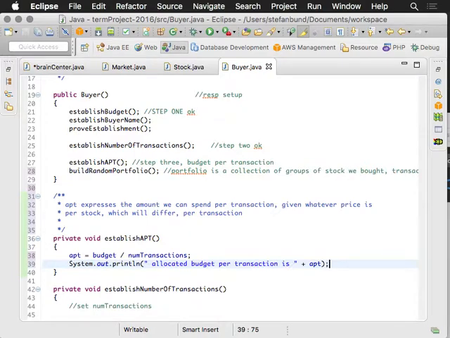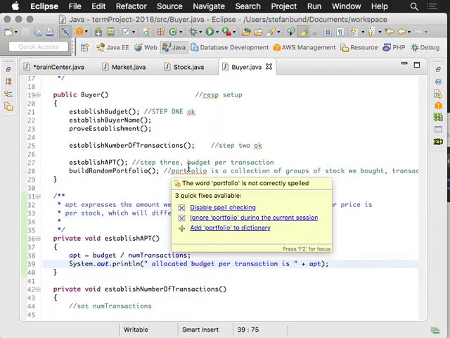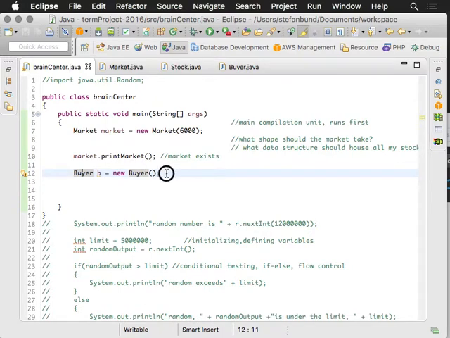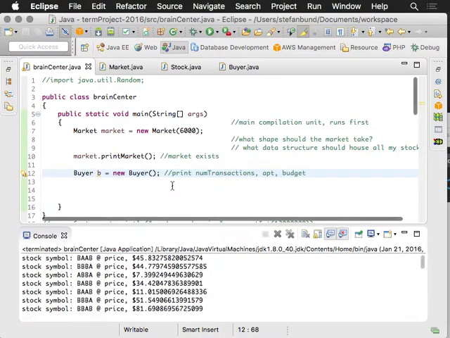Okay? So the fact that we kind of throw these methods right here inside of the buyer's constructor is helpful to us because we can just make a new buyer and then feasibly, print num transaction, APT, budget. Those are critical building blocks. So let's do the market, and let's make a buyer, and yeah, let's see where we're at. Let's see what kind of errors we're producing or what have you.